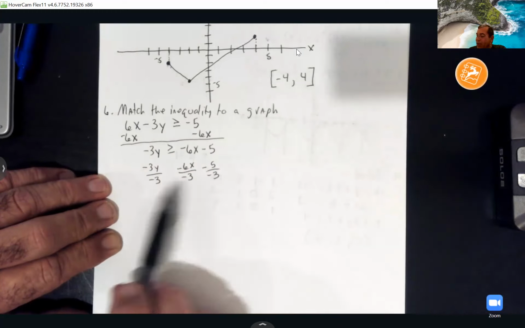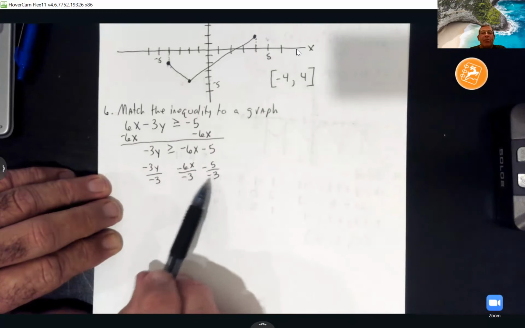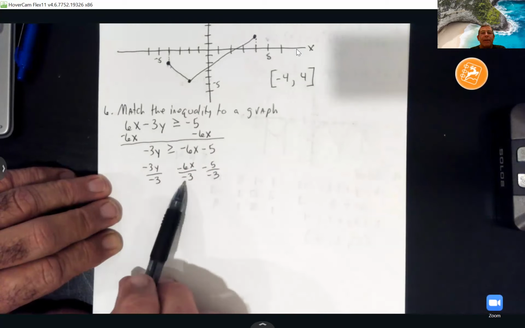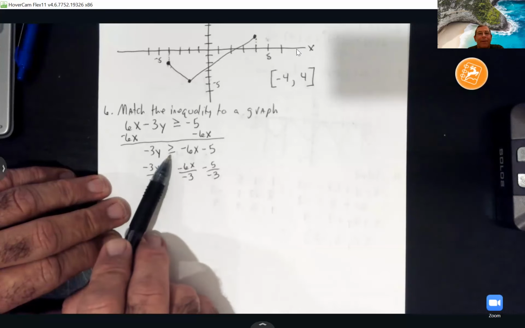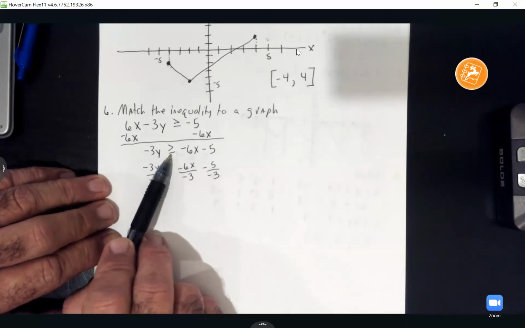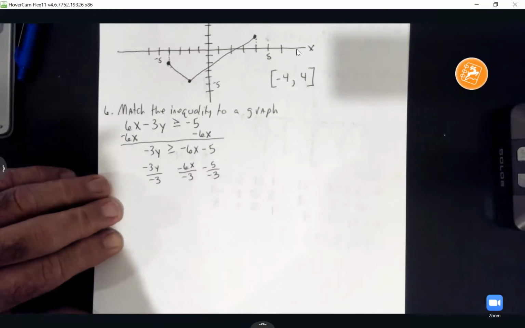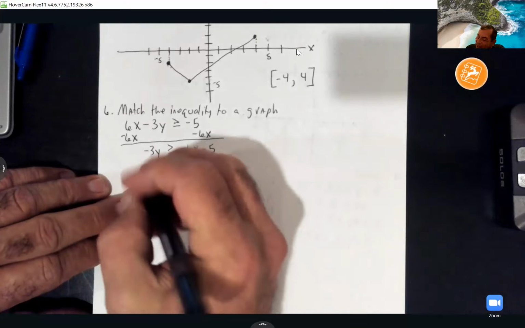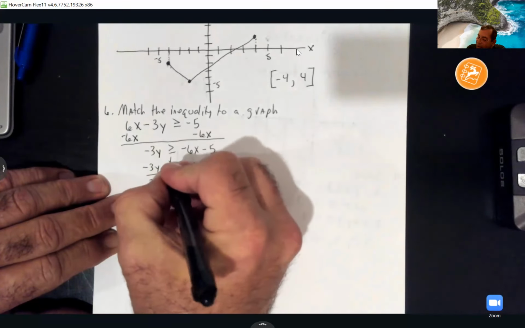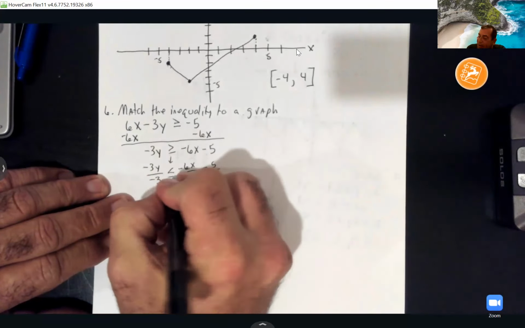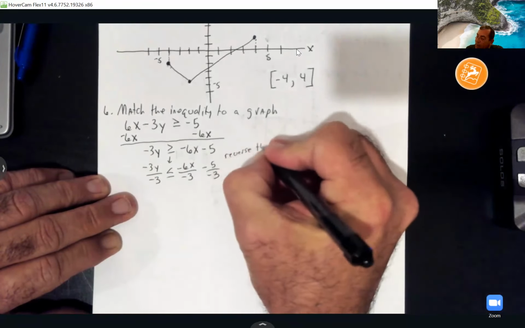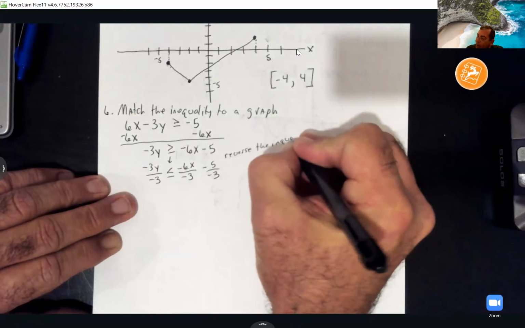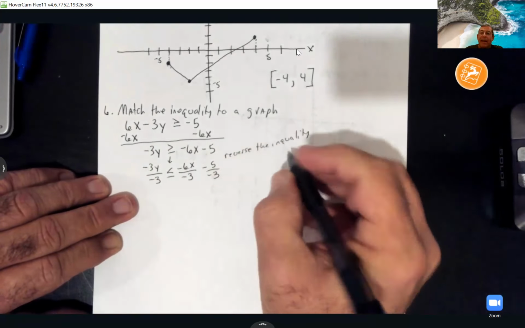So what have I got to do since I divided everybody by that negative 3? Y'all see that inequality? Change the sign. We got to flip it around. Remember, anytime we divide by negatives, the greater than is going to become a less than or equal to. So remember, reverse the inequality when dividing by negatives.